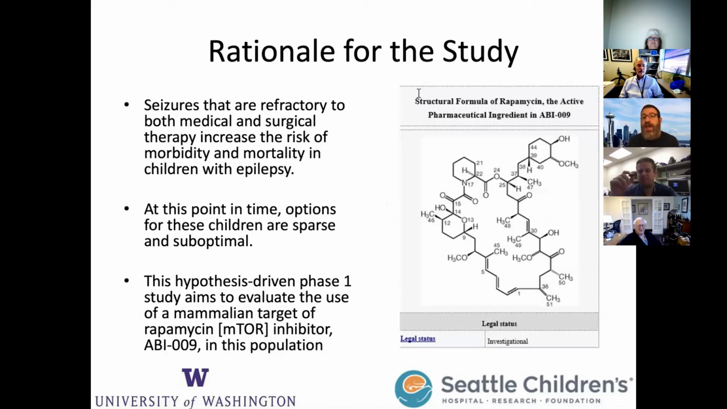Which brings us to using mTOR inhibitors in a non-TS population, i.e. things like cortical dysplasia. The underlying idea here was that seizures that are refractory to medical and surgical therapy increase the risk of morbidity and mortality in kids with epilepsy. At this point, beyond surgery, options for these kids are quite sparse and suboptimal. And so our hypothesis was, can we use this mTOR inhibitor, in this case a rapamycin analog called ABI-009, which is intravenous, given once a week? Could we give it to these kids and make a difference?